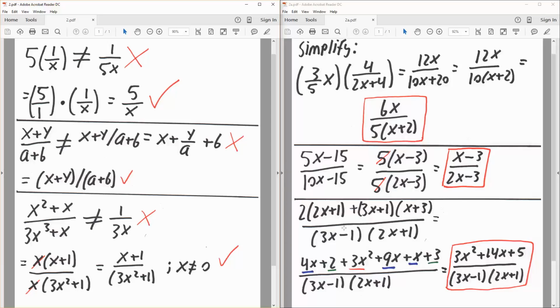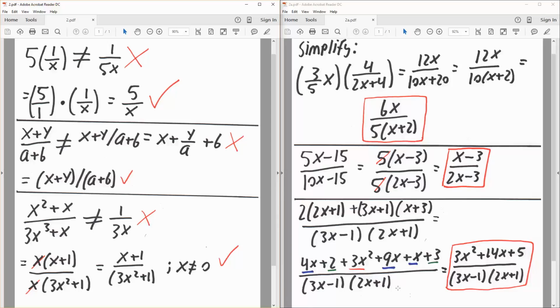Last one's a little bit longer. So we have 2 parentheses 2x plus 1, plus 3x plus 1 times x plus 3, divided by parentheses 3x minus 1 times parentheses 2x plus 1. So first we will distribute the 2 for this. So we would get 4x plus 2. And then we do this one. So 3x times x is 3x squared. 3x times 3 is 9x. Plus 1 times x is x. Plus 1 times 3 is 3. The denominator remains as this.